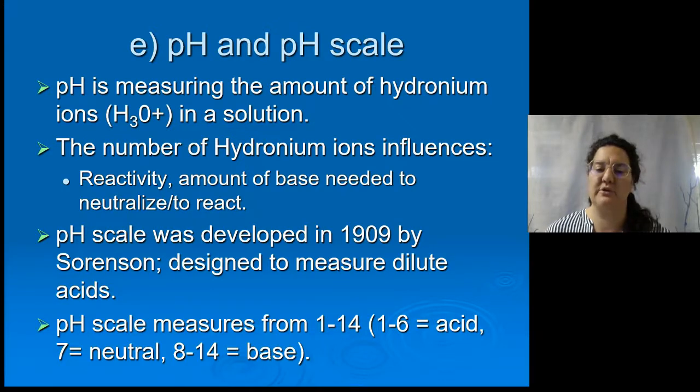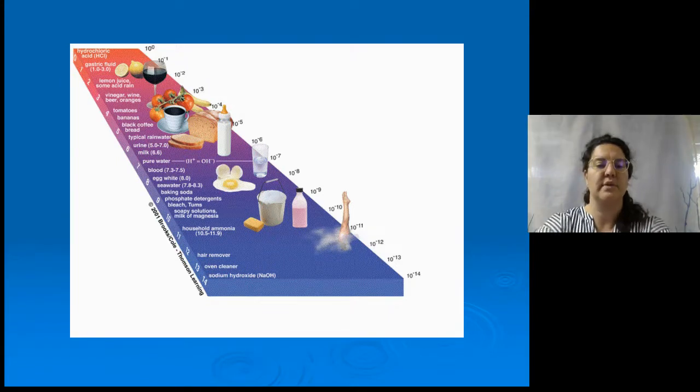So our pH scale measures from 1 to 14. Numbers 1 to 6 are acidic, number 7 is neutral, and 8 to 14 are base. And if you go from 6 to 5, you now have something that's 10 times more acidic. So here's an image of the pH scale where we can see that gastric juice and lemons are very acidic, where Tums and soapy solutions or milk of magnesia are very basic.